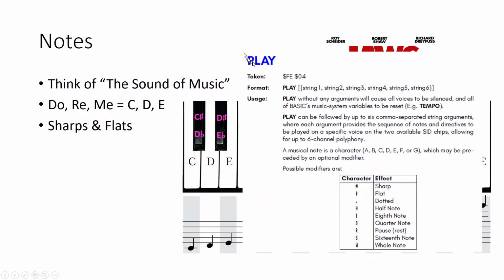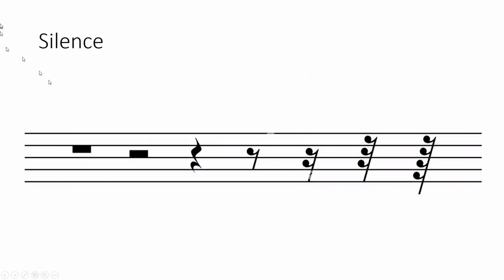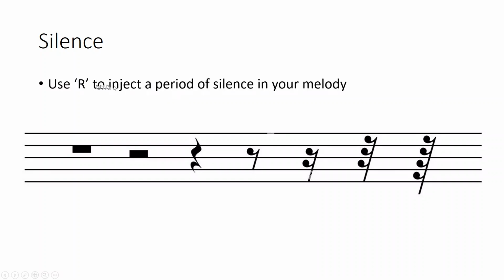And this is all documented in the manual. Look for the play command and you'll see sharps and flats I mentioned there. Silence. If you want to inject some silence in between notes, you use the R letter to inject that. So we can give that a shot.